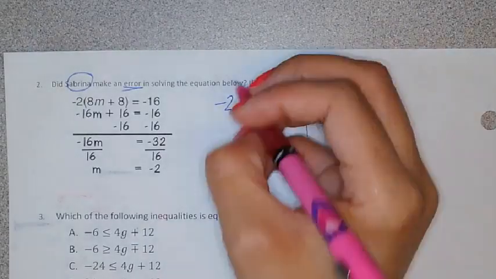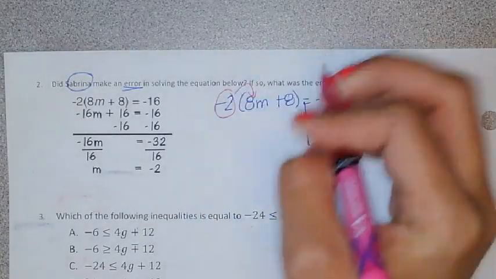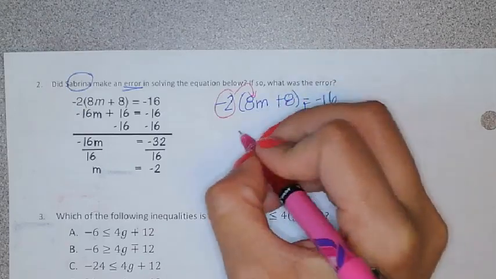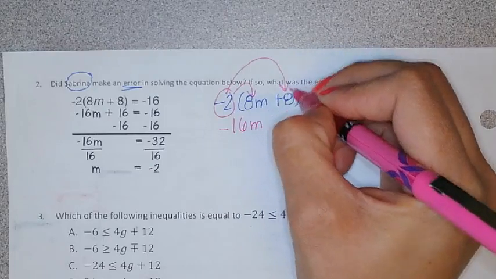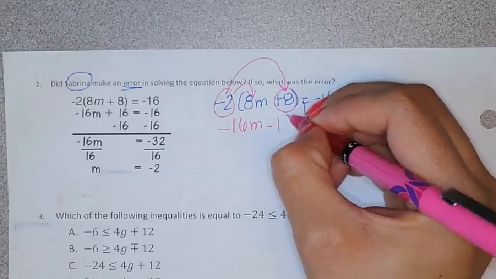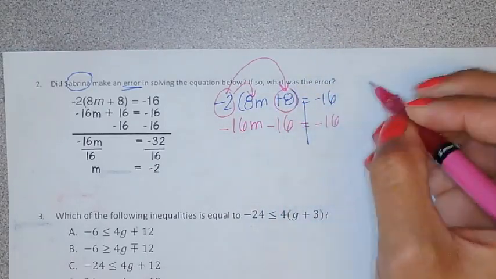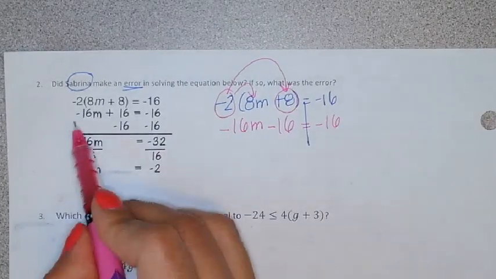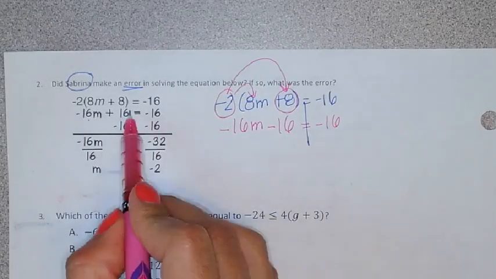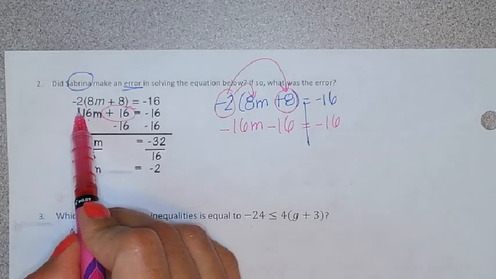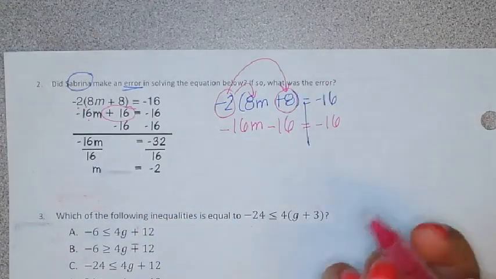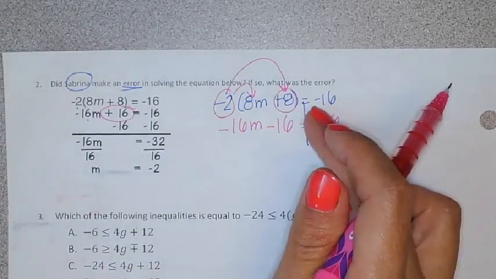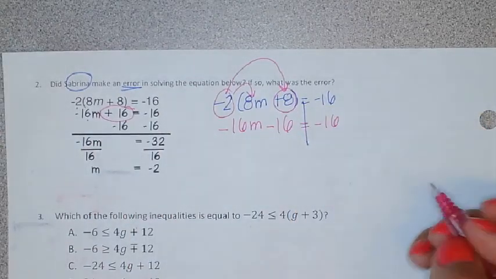So I'm going to go ahead and first distribute. Negative 2 times 8m would be negative 16m. Negative 2 times positive 8 would be negative 16, and it equals negative 16. So I compare, they did this right. Oh, wait a second, here's the error. When they multiply negative 2 times 8, they put plus 16 instead of minus 16. So then I would say, did Sabrina make an error in the equation?